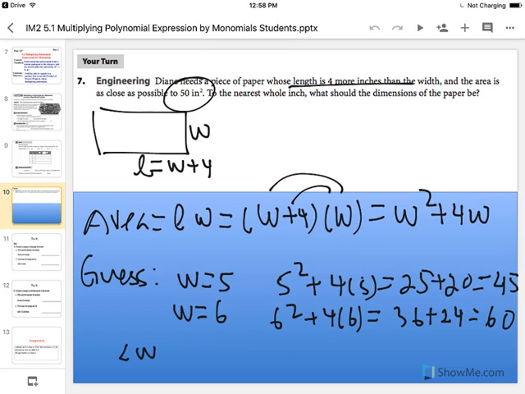Okay, so we know that our width is somewhere between 5 and 6. But when we go to 6, it is more than 50, right? So when they want it as near as whole inches as possible, we know that the width is 5. So then the length is going to be 5 plus 4, which gives us 9.